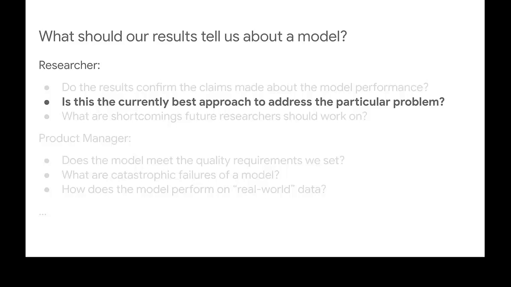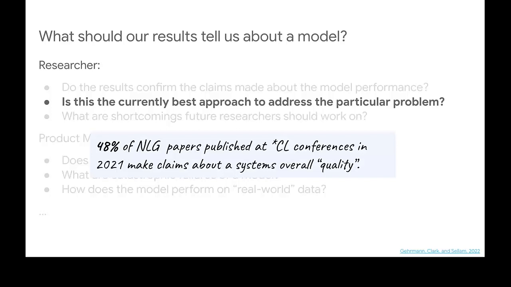Moreover, we have just seen that there is no one such measure that is called quality. There are many different aspects of this. And yet, in a recent survey that I conducted, almost half of NLG papers published at the largest NLP conferences in 2021 make claims about the system's overall quality, which is impossible. So clearly there is something categorically wrong across the entire field that we need to investigate.